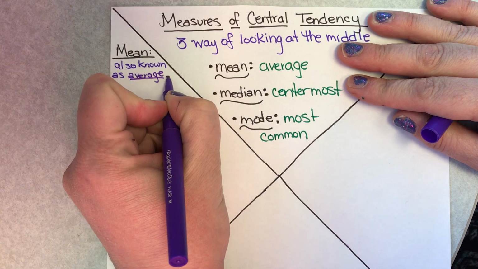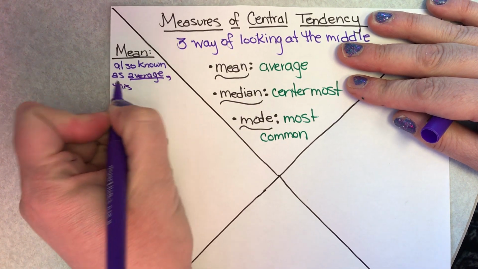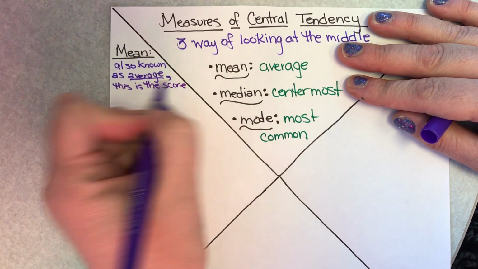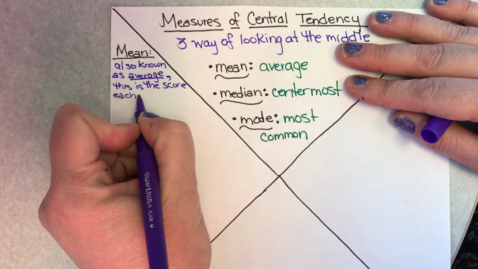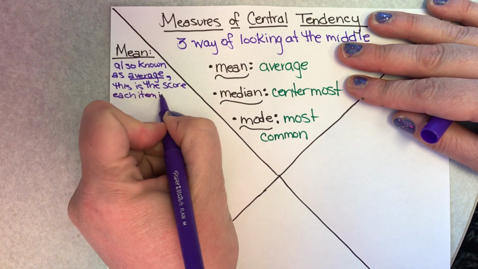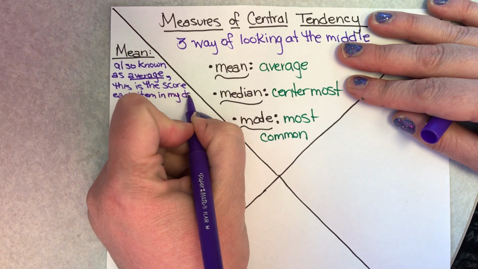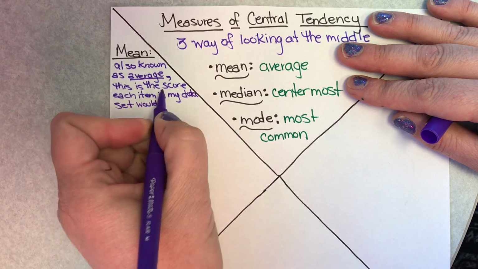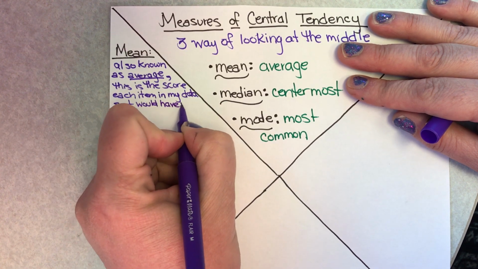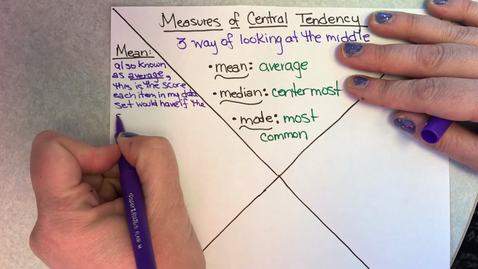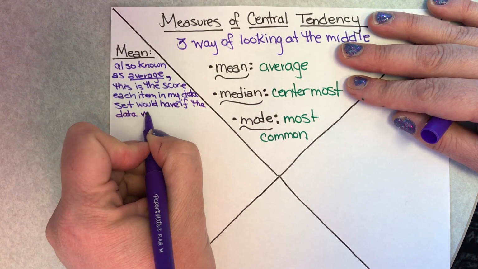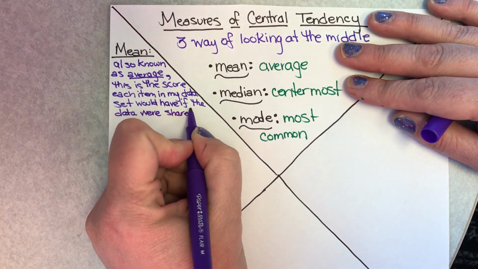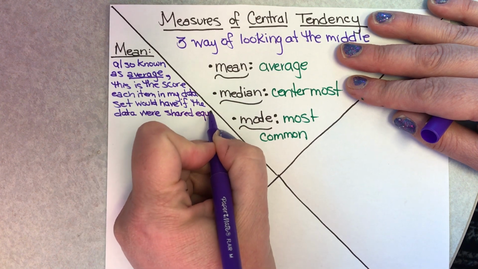So, also known as the average. What does that mean? This is the score each item, and I mean each item in my data set, would have if the data were shared equally. I think of mean as what we would all have if the whole world was fair. If it was totally fair and everything was shared equally, that's the idea here of mean.